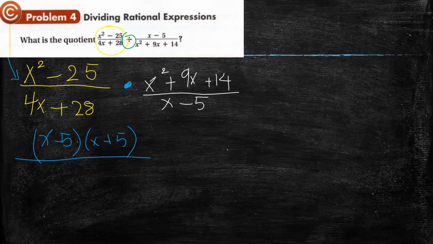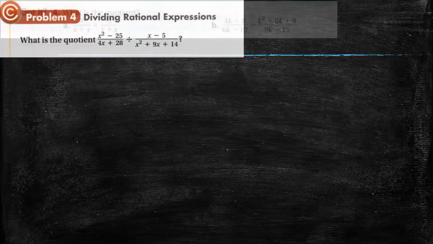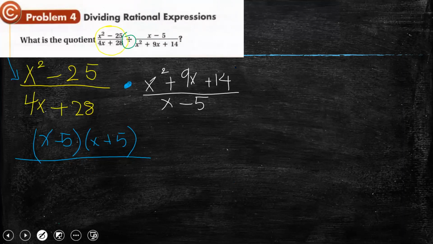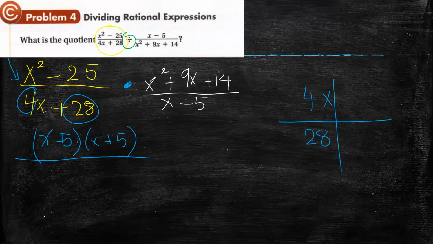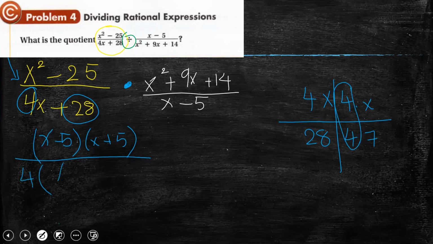I cannot factorize it directly, but I can do something. Look at 4x and 28. I ask myself, is there a common number between them? Let's write them here: 4x and 28. I have 4 times x, and 28 is 4 times 7. So if we take 4 as a common factor, what do we have? x plus 7.